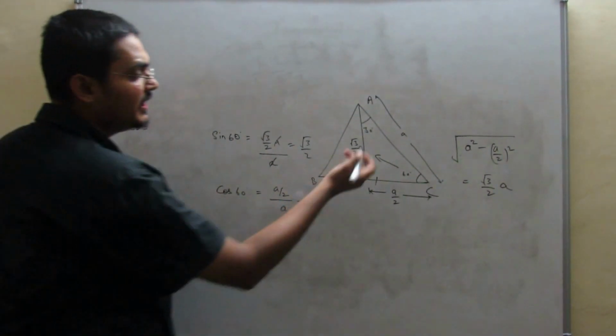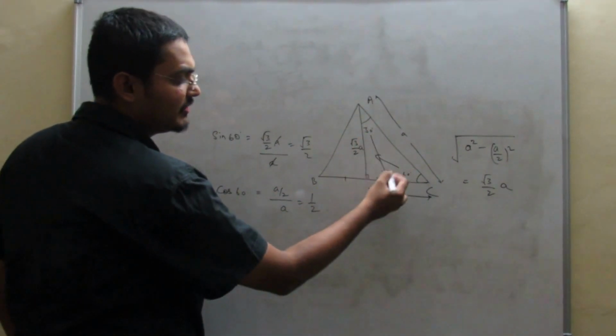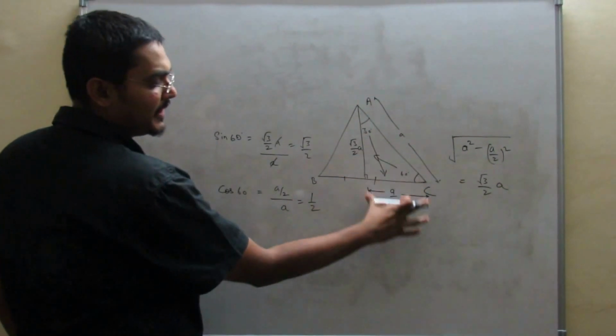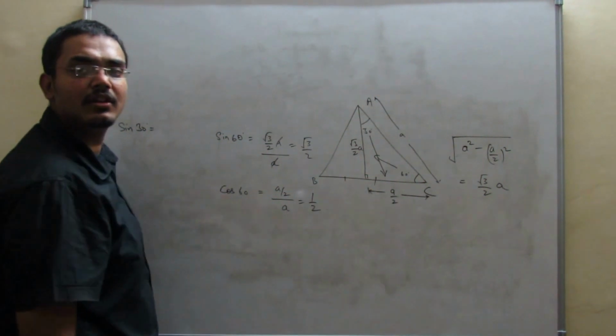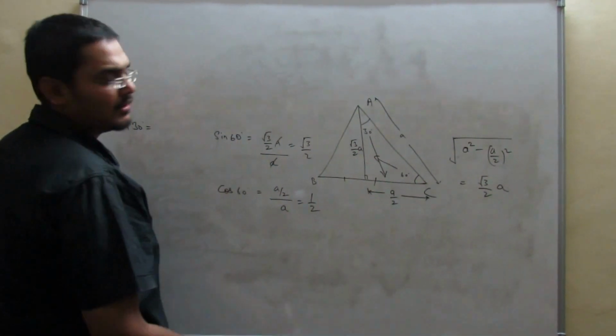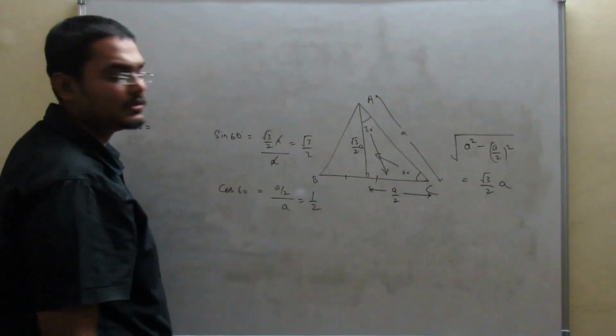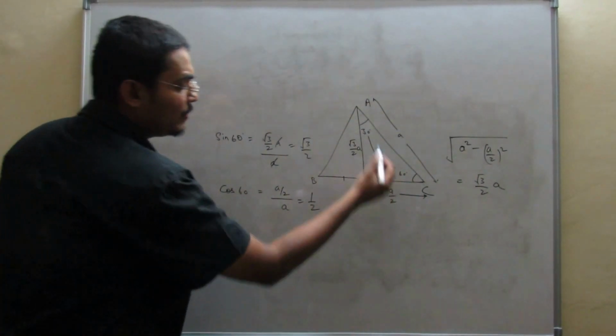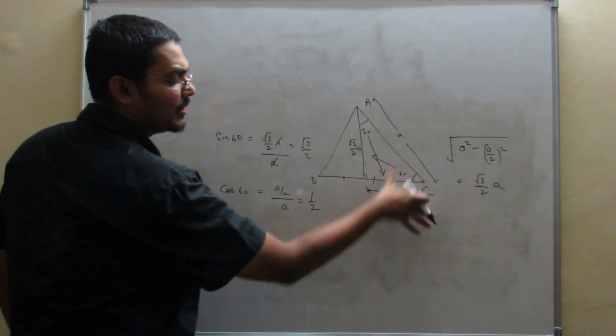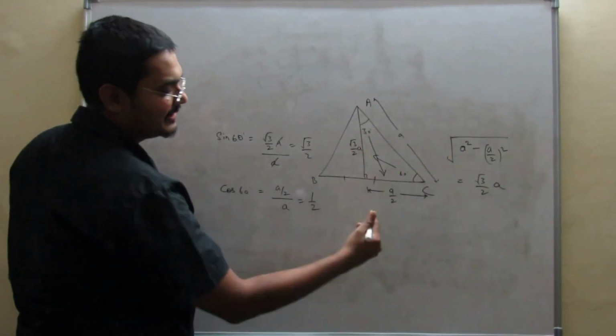If I talk about sin 30, this is my 30 degree, so the perpendicular would be this one, a by 2. Perpendicular is always opposite to the angle. Whatever angle you take, perpendicular one is your opposite side. So side opposite to the angle is the perpendicular. Obviously this should be right angle, otherwise it won't be perpendicular. So this is a by 2 divided by a, right? Perpendicular upon hypotenuse.